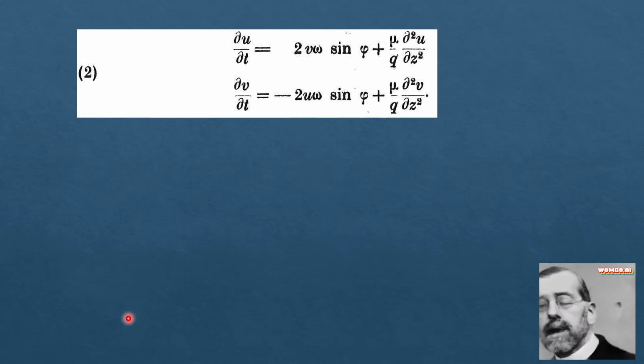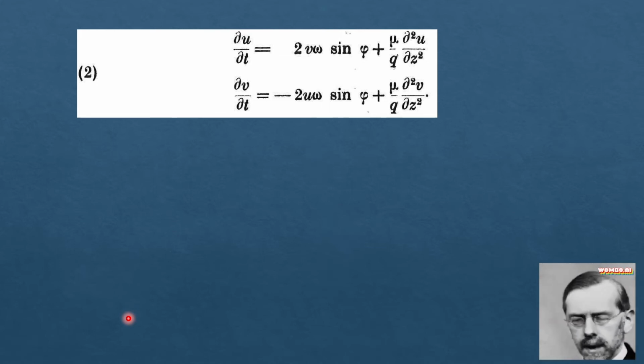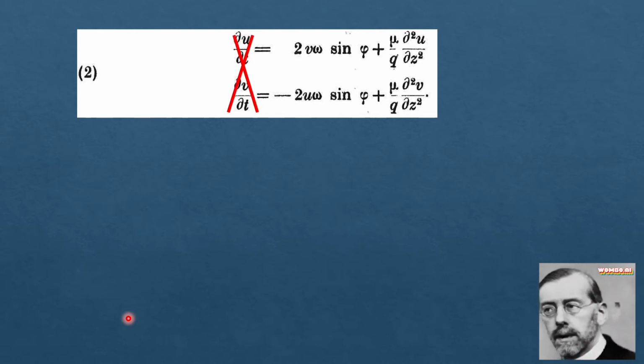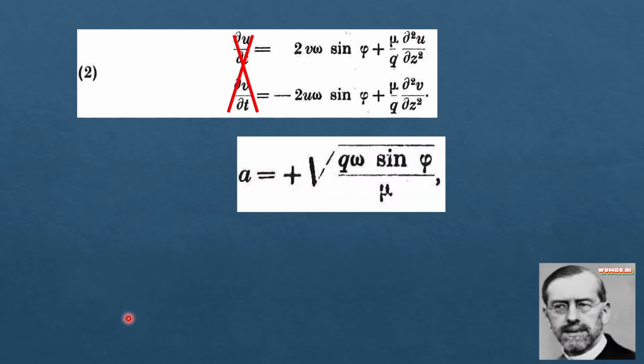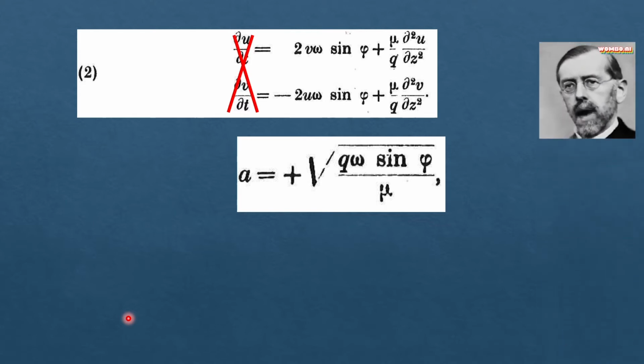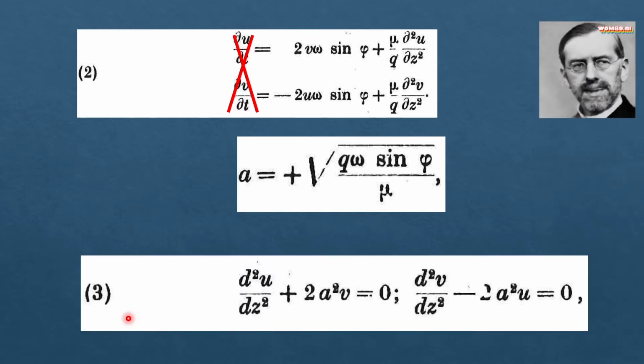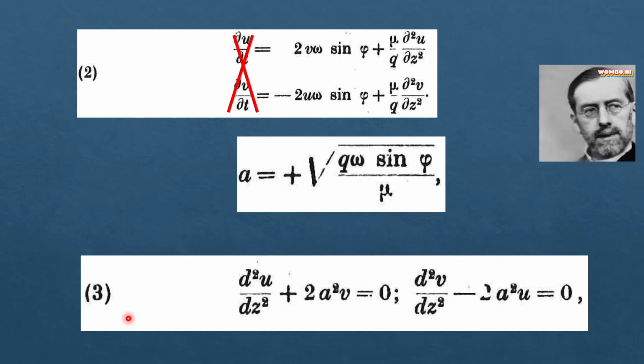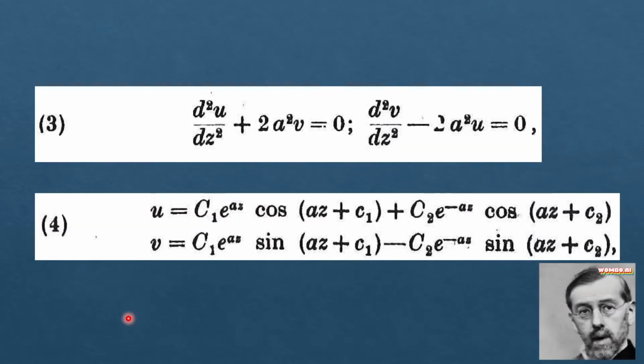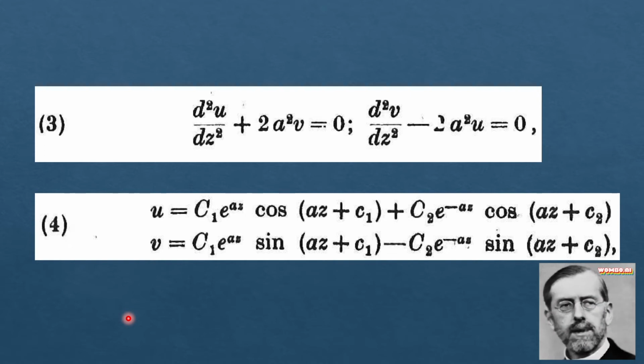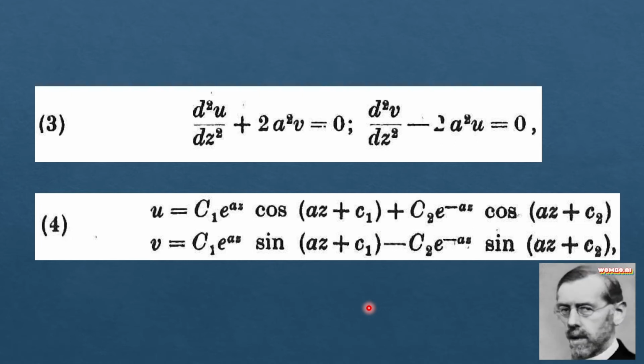We already said that the motion is stationary, so the time derivatives vanish. And if we write A as this expression, we can rewrite the equations into this form. Well, the general solution obviously looks like this, where C1 and C2, both capital and small letters, are all arbitrary constants.